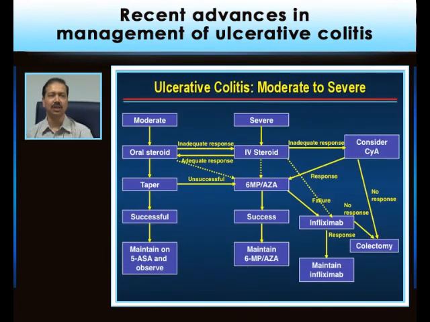So this is the management guideline of ulcerative colitis. Moderate ulcerative colitis: oral steroid, taper according to the tapering rule. If successful, maintain with 5-ASA. Severe ulcerative colitis: IV steroid. If it doesn't work, consider cyclosporine. If cyclosporine has been used to induce remission, give 6-mercaptopurine or azathioprine and maintain on it. Infliximab should be used, I think, where cyclosporine has failed. Obviously, in these patients, even colectomy is a good option.